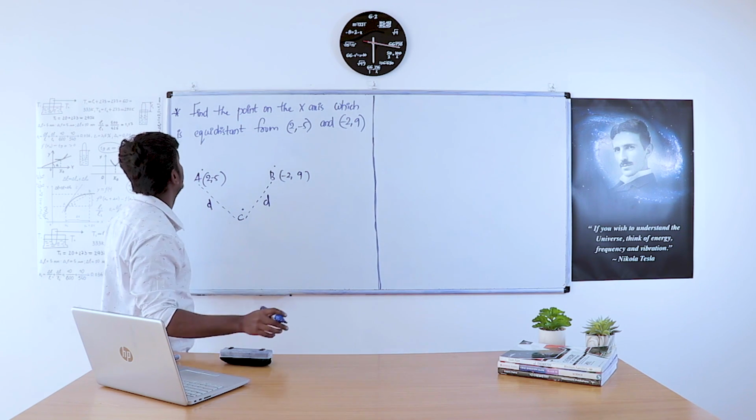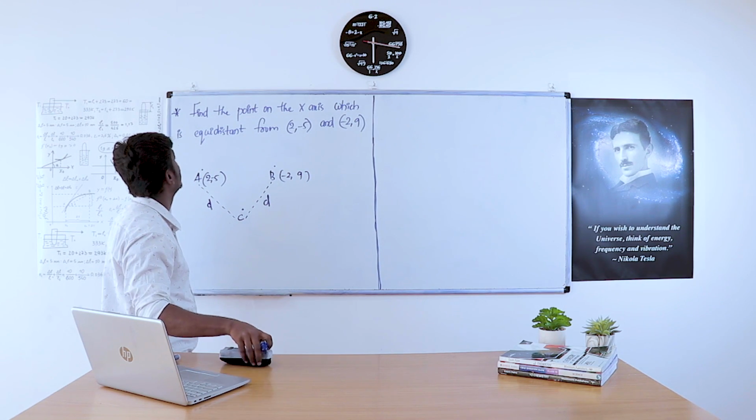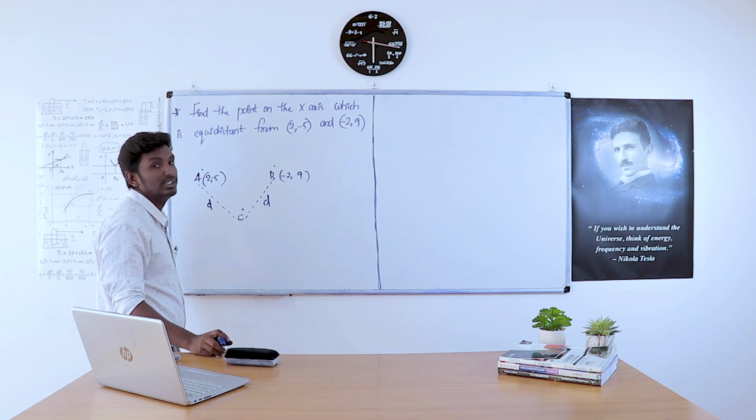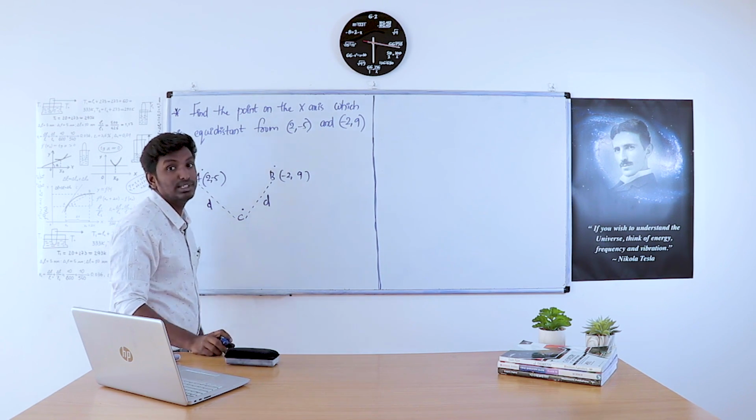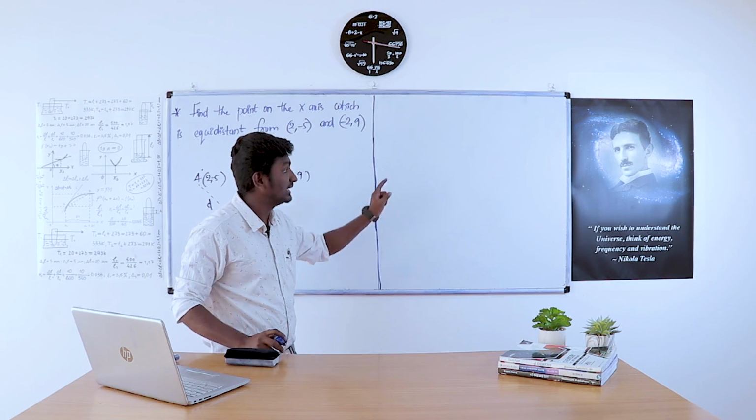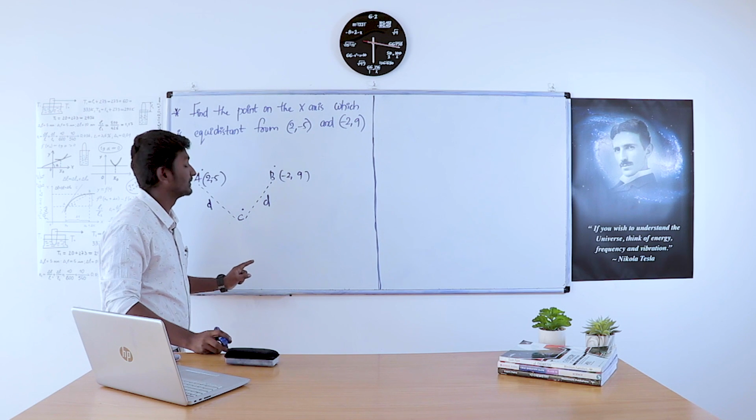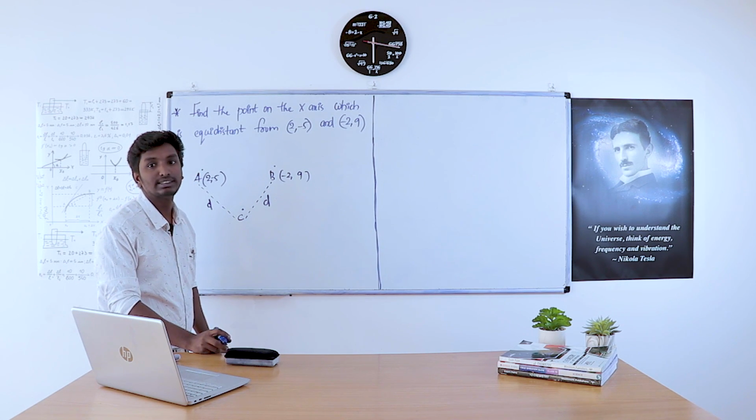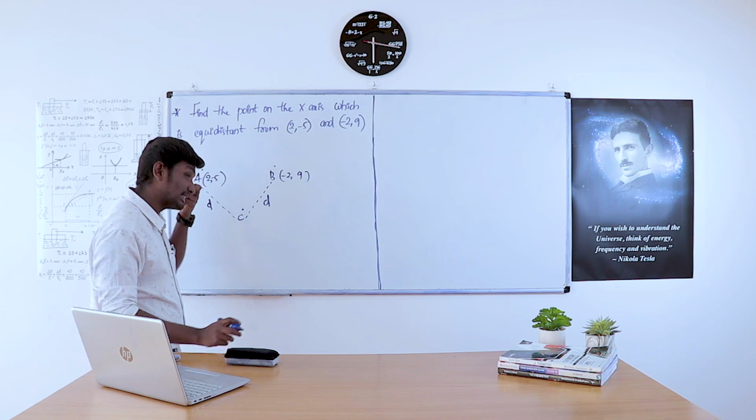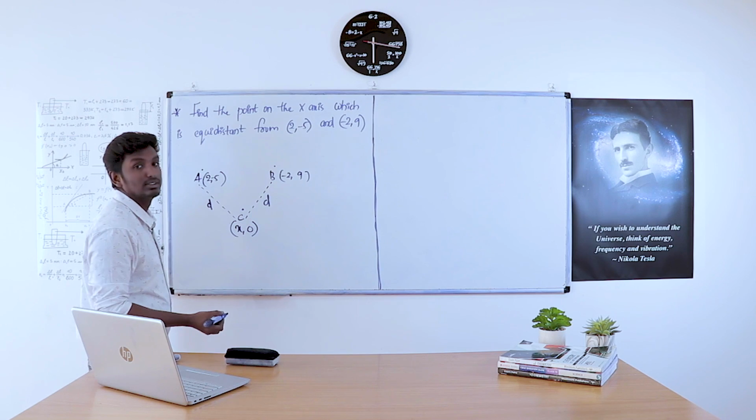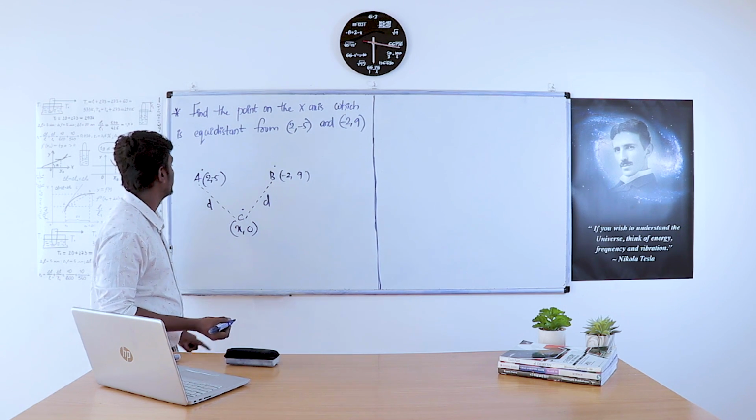And in the question itself, it is clear that the point is on the x-axis. If the point is on the x-axis, I already said that in the coordinate system, then y coordinate is 0. Then the coordinate of this point can be taken as x, 0. So we need to find this.